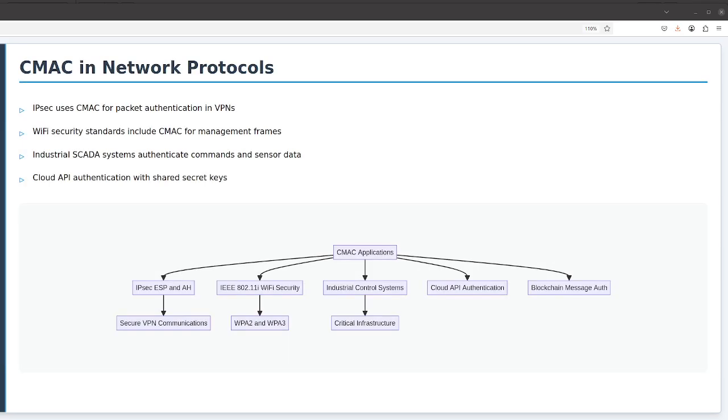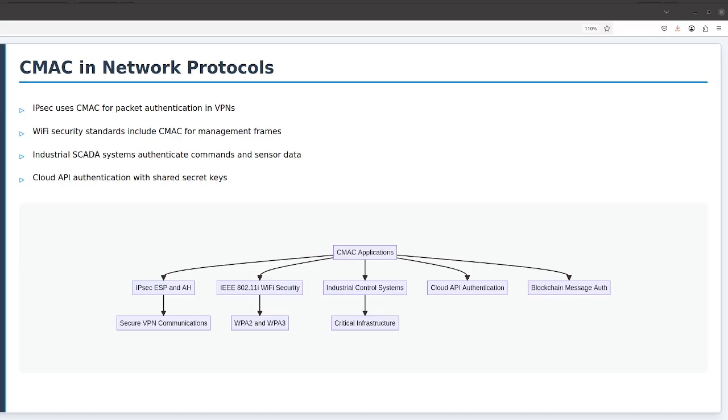CMAC in network protocols. CMAC has found important applications in various network protocol and security standards. Let us explore where and why it is used. In IPsec, which secures IP communications at the network layer, CMAC can be used as part of the ESP or authentication header protocols to ensure that IP packets have not been tampered with. This is critical for VPNs and secure site-to-site communications.